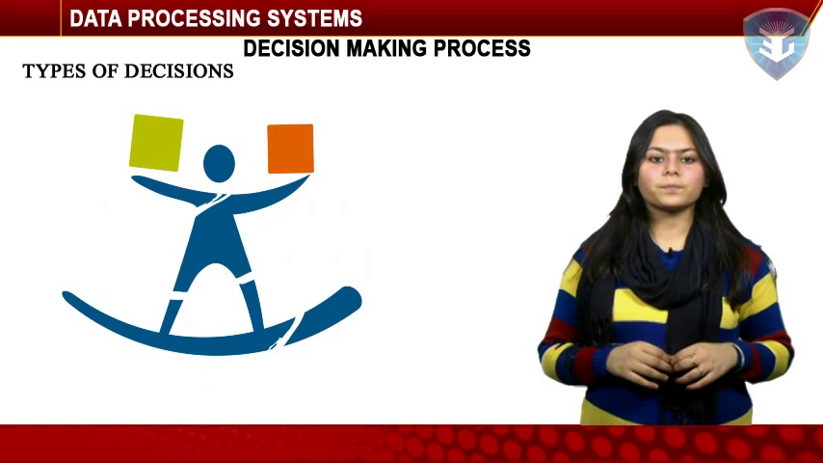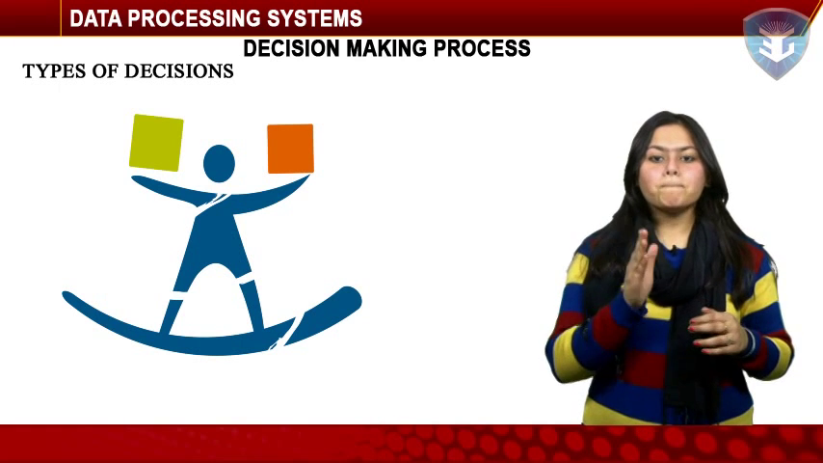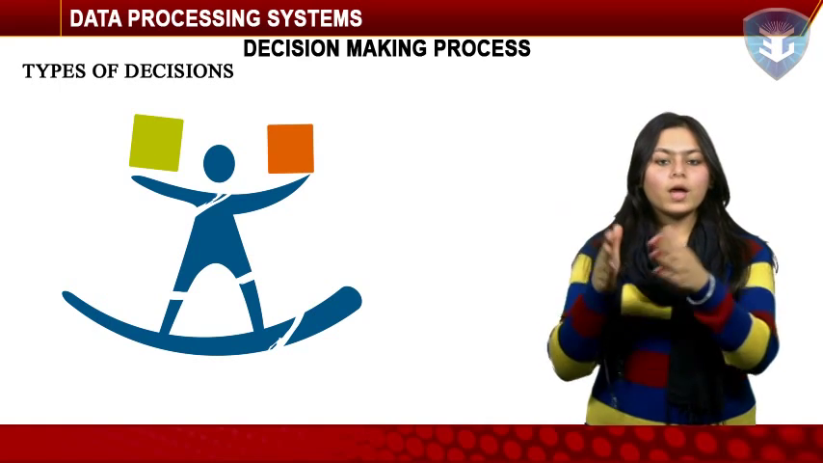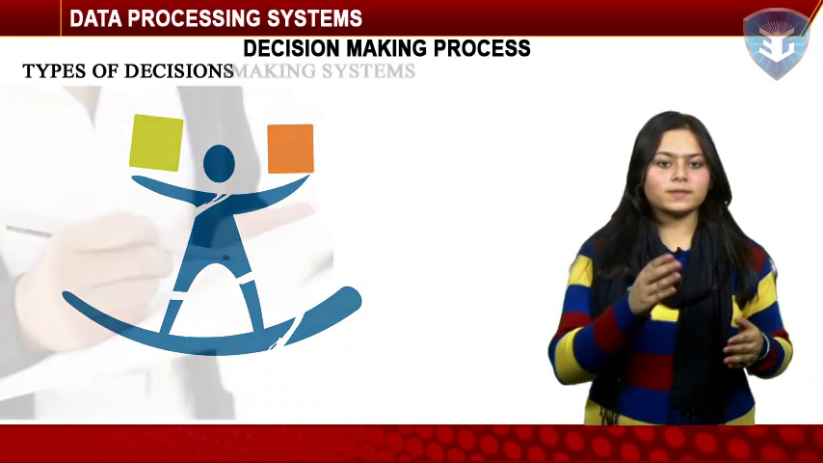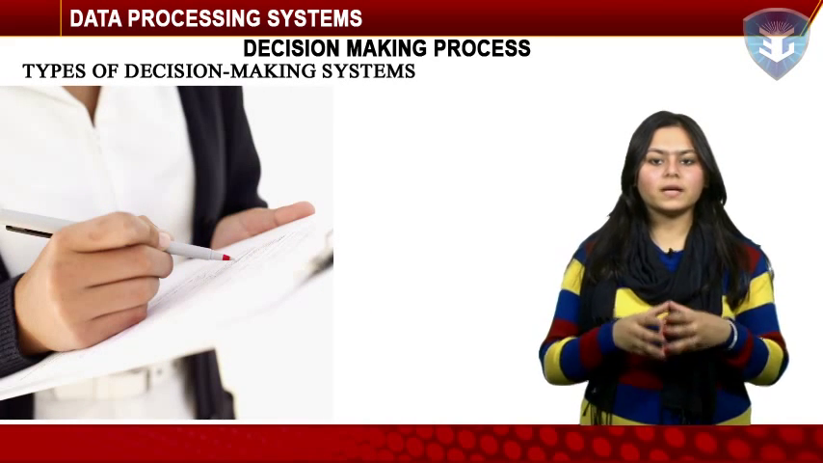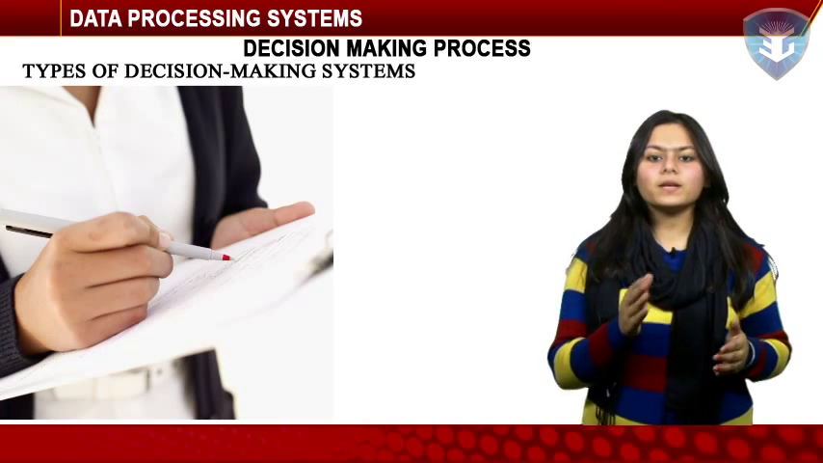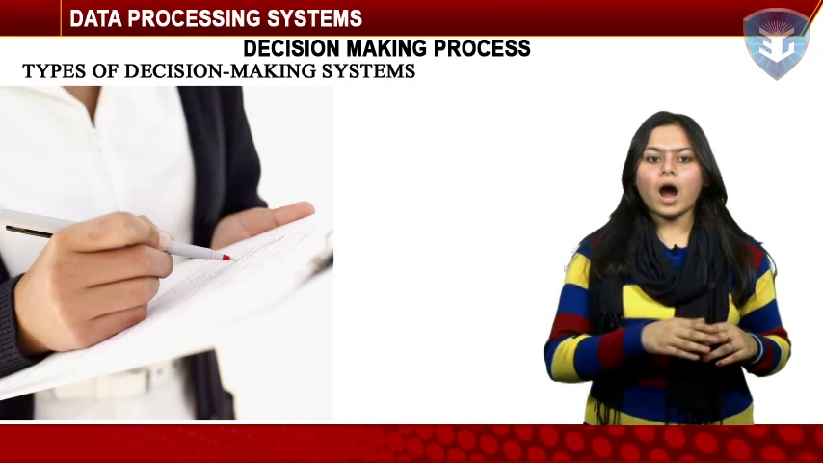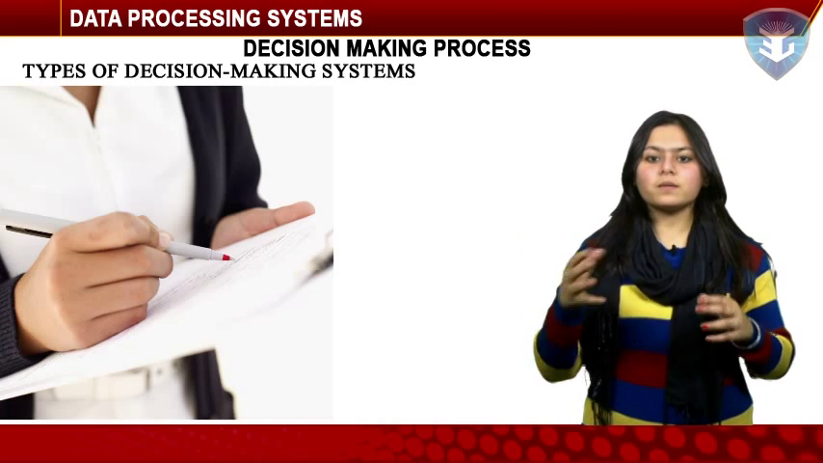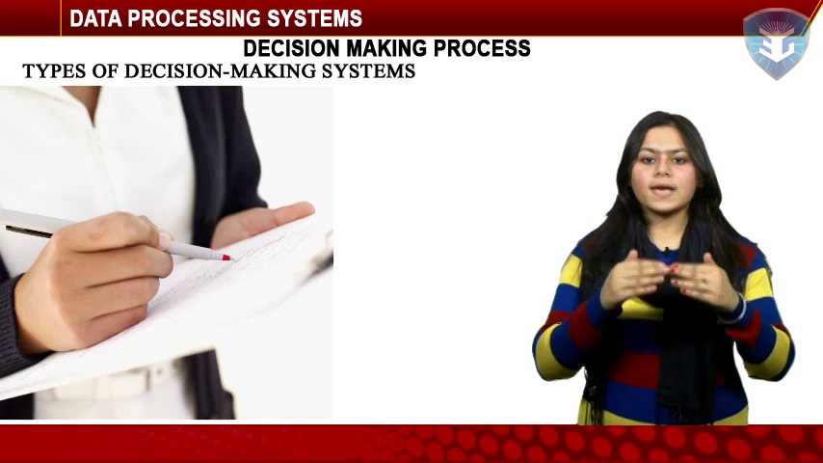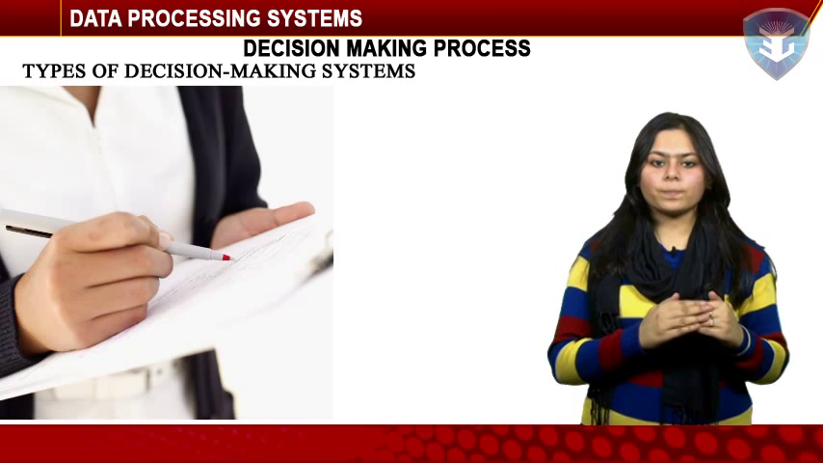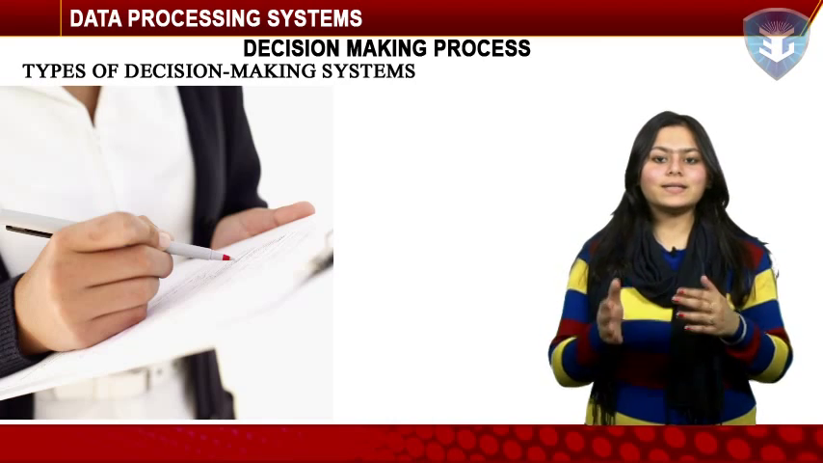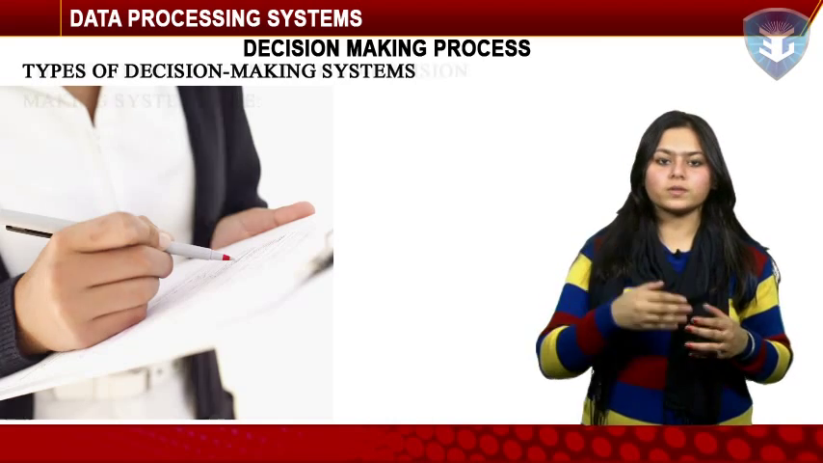Types of decisions. The types of decisions are based on the degree of knowledge about the outcomes or the events yet to take place. Types of decision making systems. The decision making system can be classified in a number of ways. There are two types of systems based on the manager's knowledge about the environment. If the manager operates in a known environment, then it is a closed decision making process.